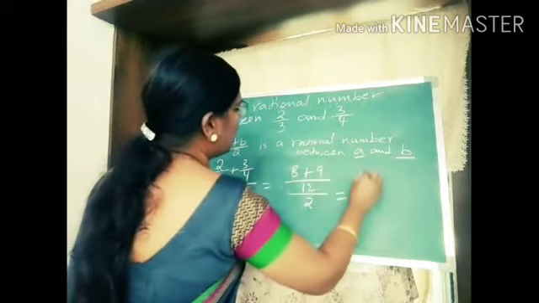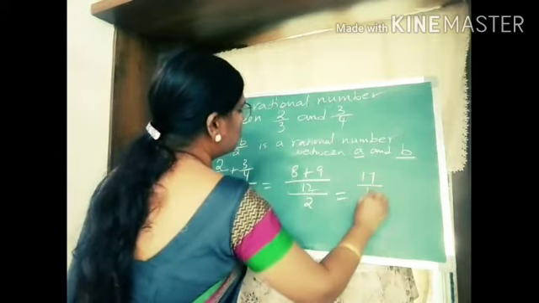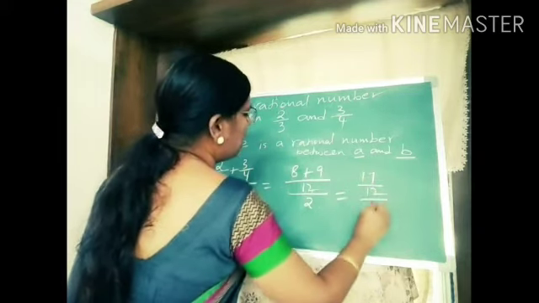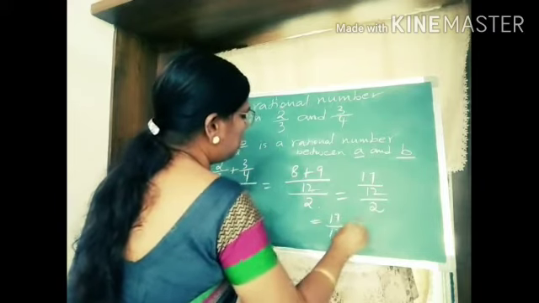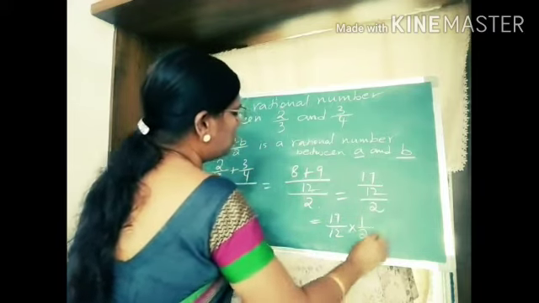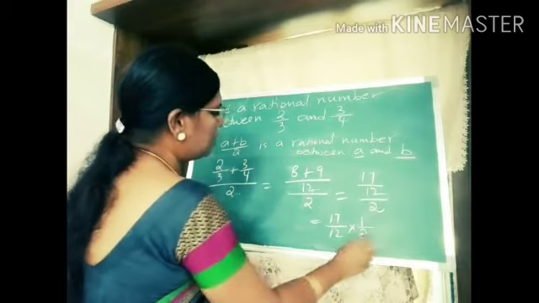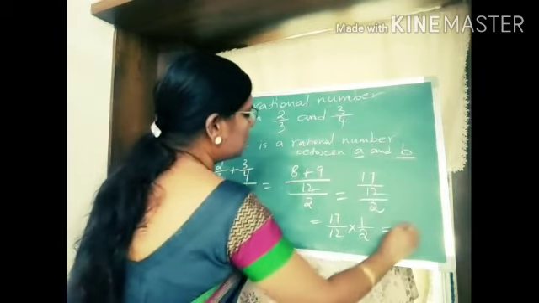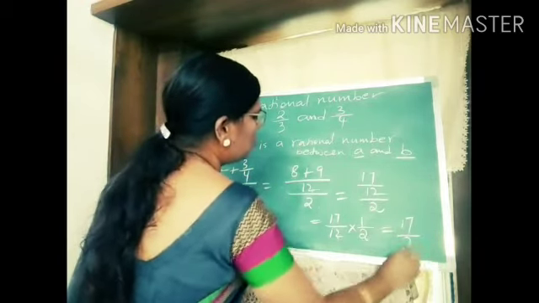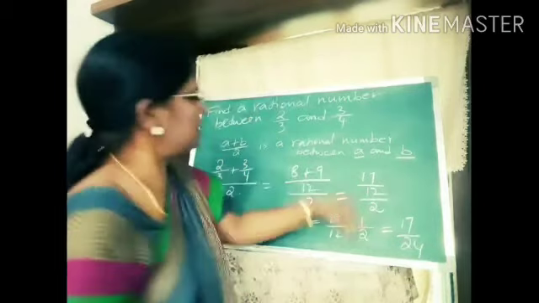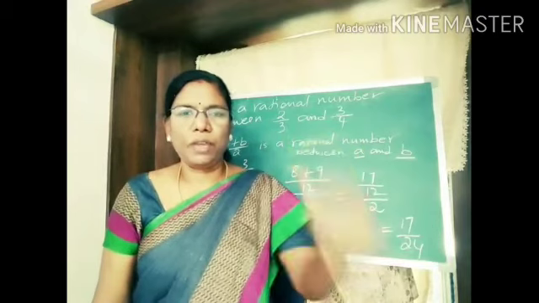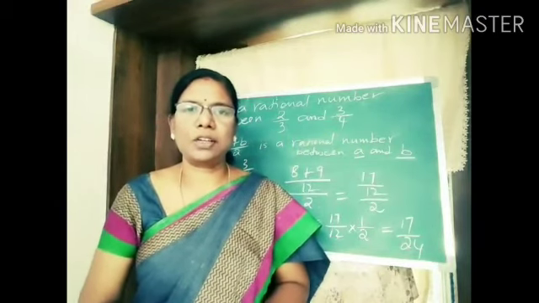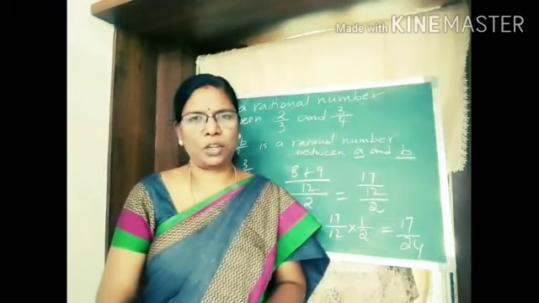And 8 plus 9 is 17 by 12, and by 2 means 17 by 12 multiplied by 1 by 2. Division by 2 means multiplication with 1 by 2. That gives us 17 ones are 17 and 12 twos are 24, which is the number that lies between 2 by 3 and 3 by 4.